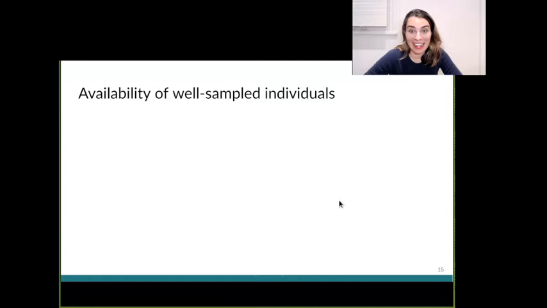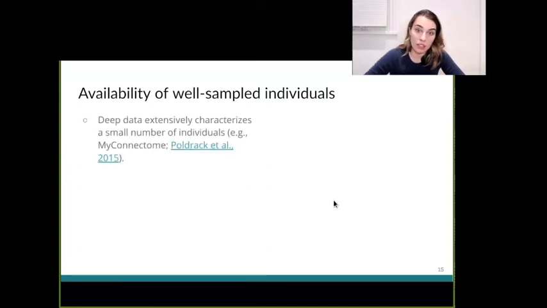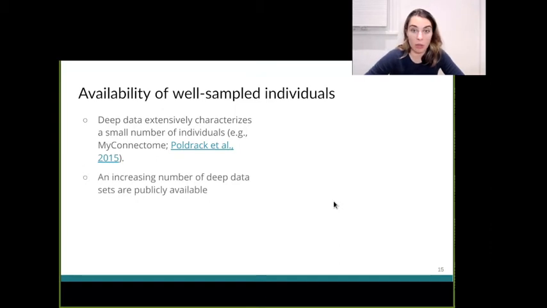And so the work that we're going to talk about today is really only possible because within the field, over the last few years, there's been more and more availability of well-sampled individuals in publicly available data sets. This initiative was really kicked off with the MyConnectome project by Russ Poldrack and colleagues. The idea basically is that there's been a shift towards focusing on deep data or densely sampled data, which extensively characterizes a small number of individuals. And as more and more of these data sets have come online, analyses such as the one I'm going to talk to you about today have become more and more feasible.